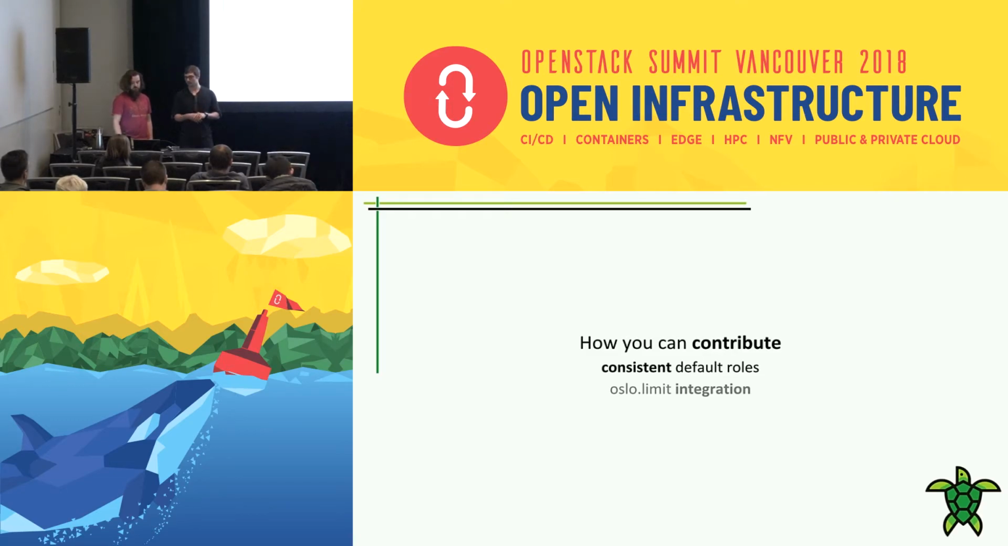And then the second thing is Oslo limit integration. With where we're at with the Unified Limits API and the enforcement models, we're at a good point for services to start adopting that work and then incorporating it into their services. And these are very big initiatives and they require a lot of work, but like I said, we're at a point where we can start going and pushing on them in each service.